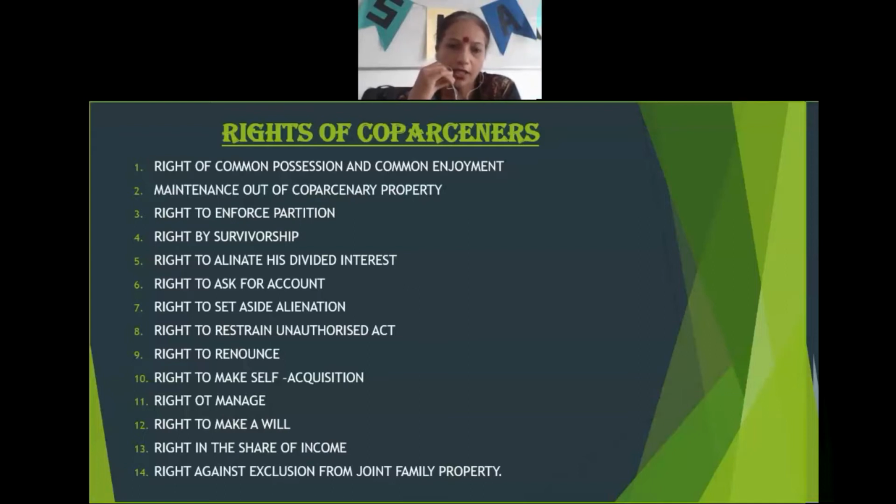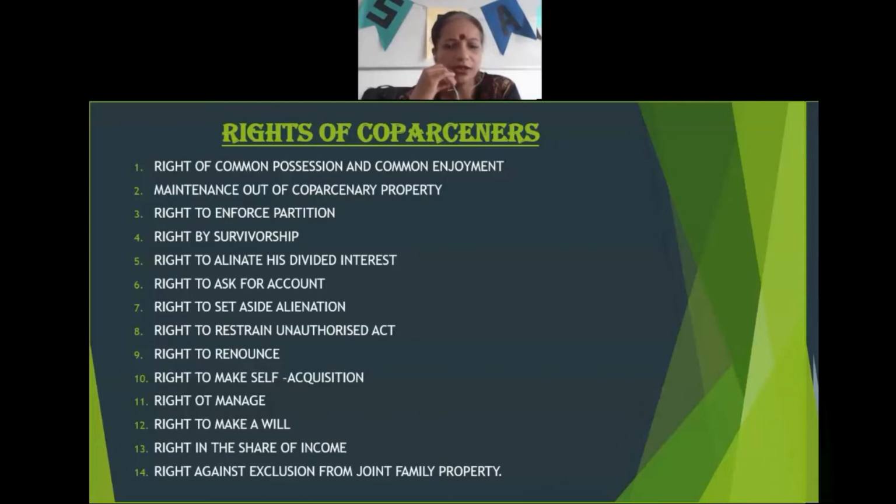Then in that case, whether that particular karta is the elder member or the most educated person, anybody could be the karta. Whosoever is actually taking the administration of the house would be considered to be a karta. So whatever the karta is doing, every coparcener has a right to ask for the account of the same.